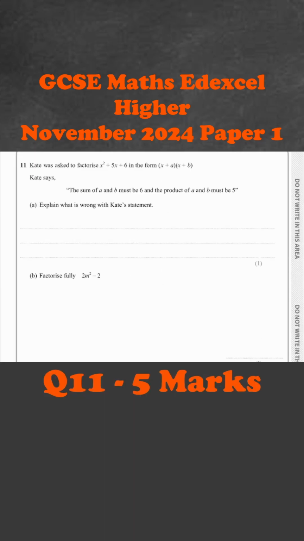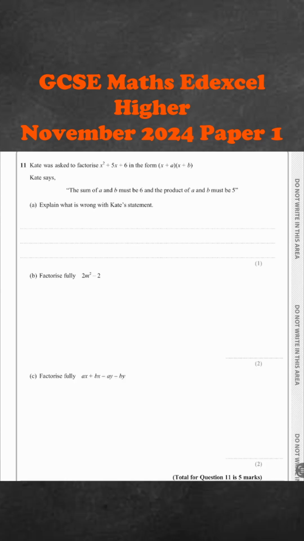Question 11. Kate was asked to factorise x squared plus 5x plus 6 in the form x plus a lots of x plus b. Kate says the sum of a and b must be 6 and the product of a and b must be 5. Explain what is wrong with Kate's statement. She has this the wrong way around. The product must be 6, the sum must be 5.